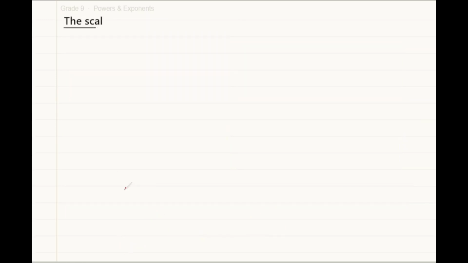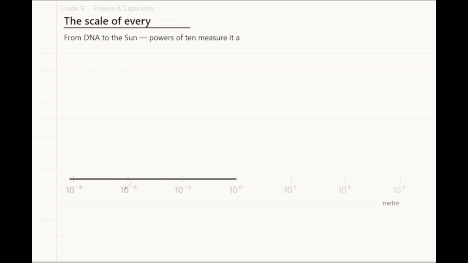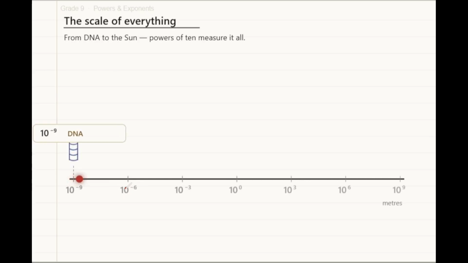Now let's look at a real world example. How do scientists measure things as tiny as DNA and as huge as the sun using the same simple tool? The answer is powers of 10. Now watch this line. On the left side we have 10 to the power minus 9 and on the right side we have 10 to the power 9.